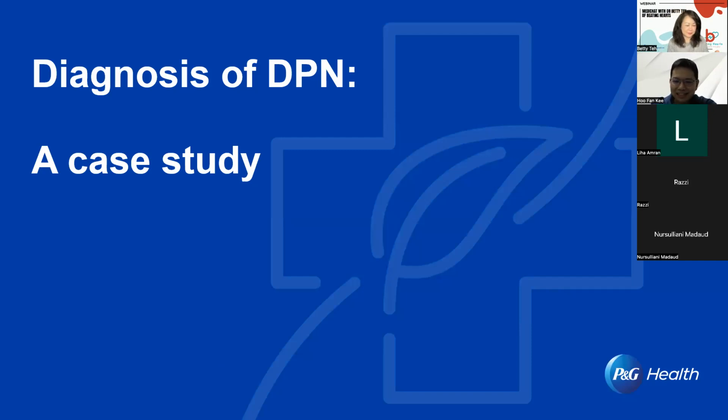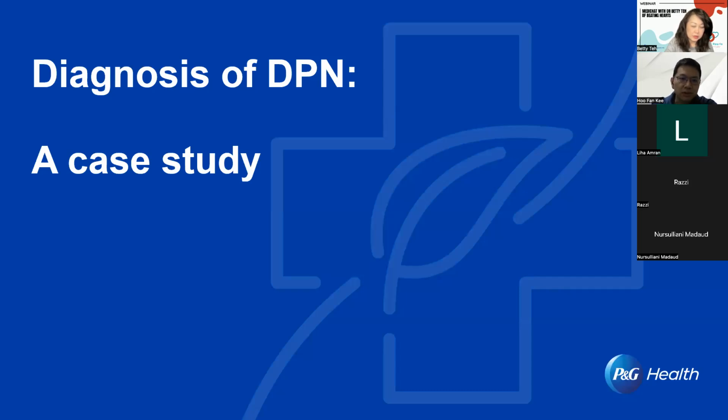So today, as a neurologist, I'd like to share a very common diagnosis, the diagnosis of peripheral neuropathy. It's not uncommon that we encounter a case of diabetic peripheral neuropathy, especially with a prevalence of about 25% or more in our Malaysian population. So it's very important for us to detect one of the very common complications of diabetes.